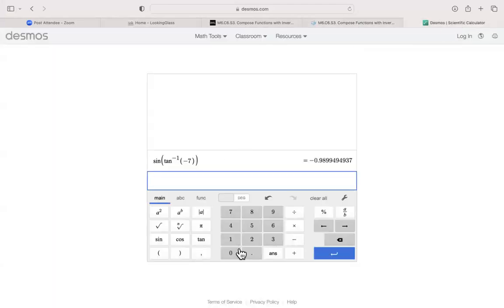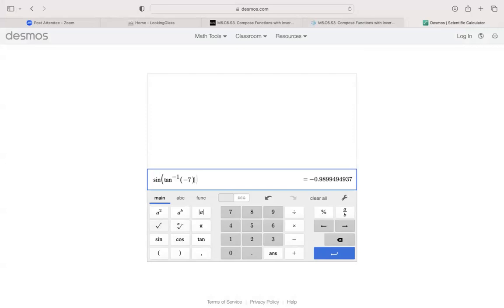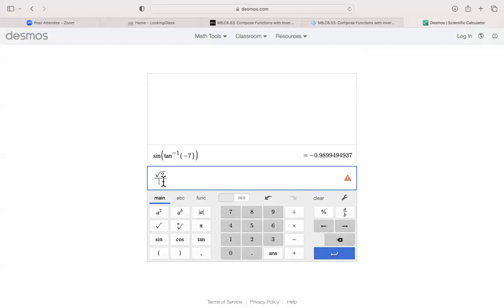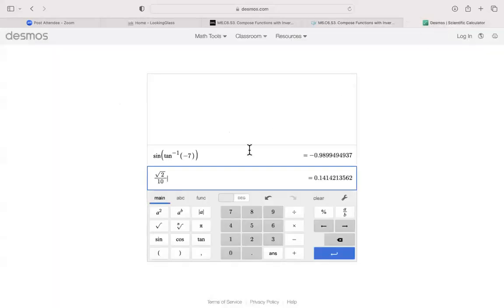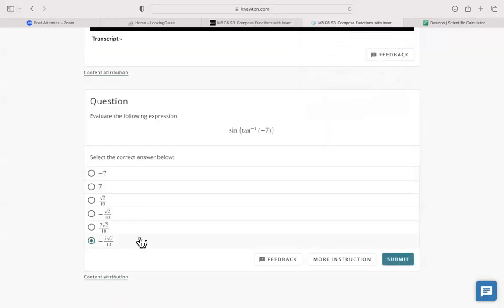Square root of 2/10. So I would try the -7 root 2/10 next. Okay. -7. There you go. There's the answer. Oh, okay, okay.